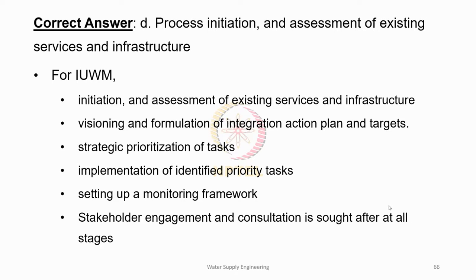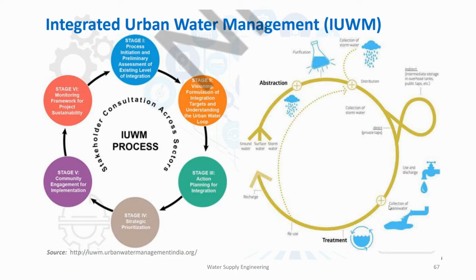Also, stakeholder engagement and consultation is to be sought at all stages. That is a mandatory thing. All right. So, this is what happens in an integrated urban water management. So, if we see this flow chart, each stages are clearly mentioned right from stage 1, that is process initiation and preliminary assessment of existing level of integration, to stage 4, that is monitoring framework for project sustainability.